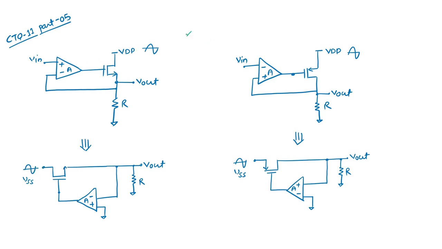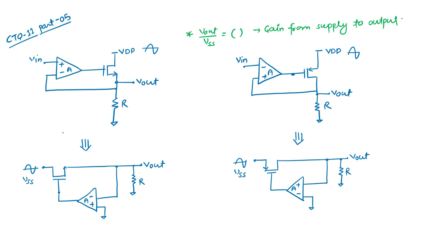So we have calculated V out by VSS. This is the gain from supply to output. This should be as minimum as possible because we don't want any fluctuation to come at the output. So the same concept I have analyzed in a different way also.